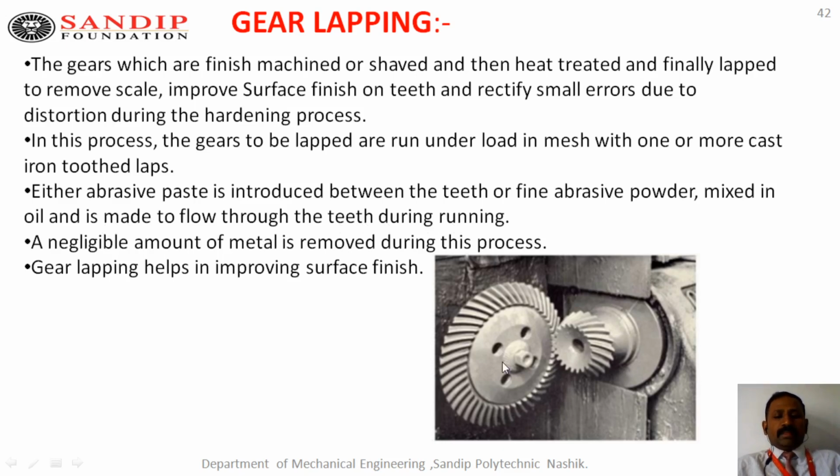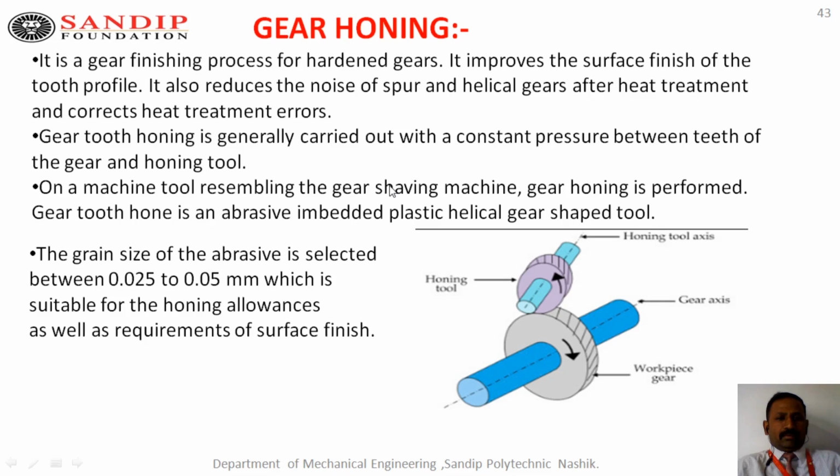When these gears are running, the powder or paste gets in between and serves the finishing purpose, like a plastering process. A negligible amount of material is removed during this process, and the surface finish improves. That is a simple method, gear lapping.